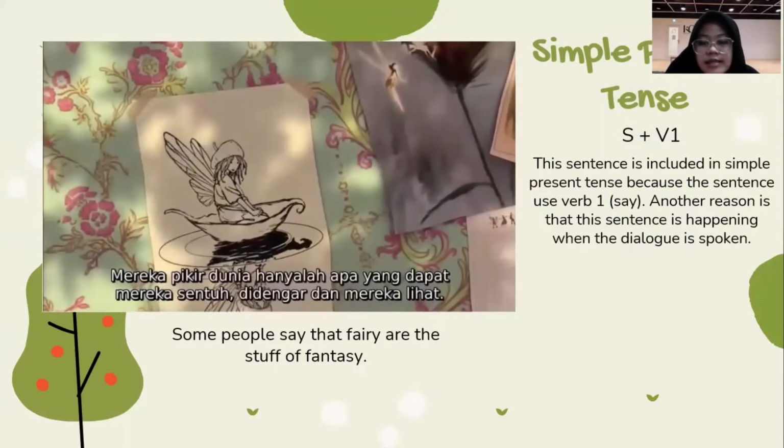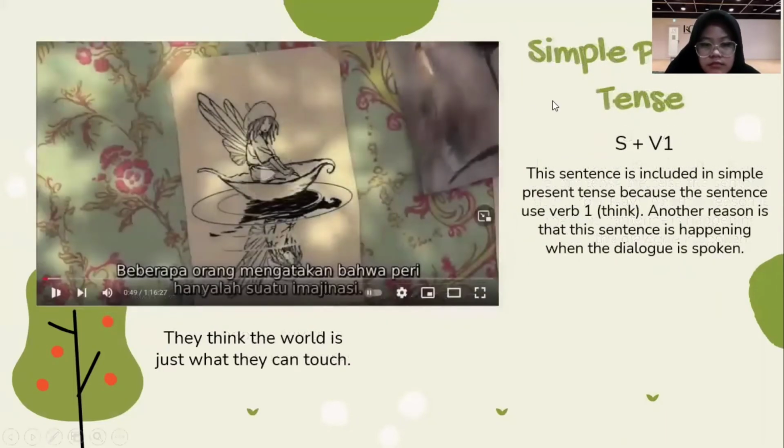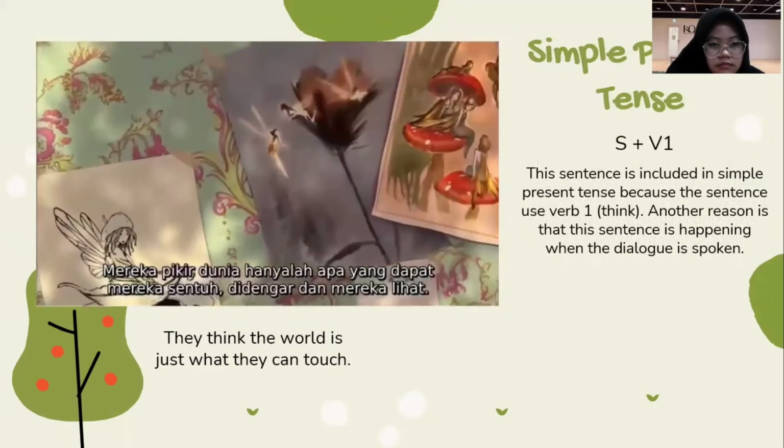This sentence is in simple present tense because it uses verb 1, say. Another reason is that this sentence is happening when the dialogue is spoken. The second sentence from simple present tense is, "They think the world is just what they can touch."